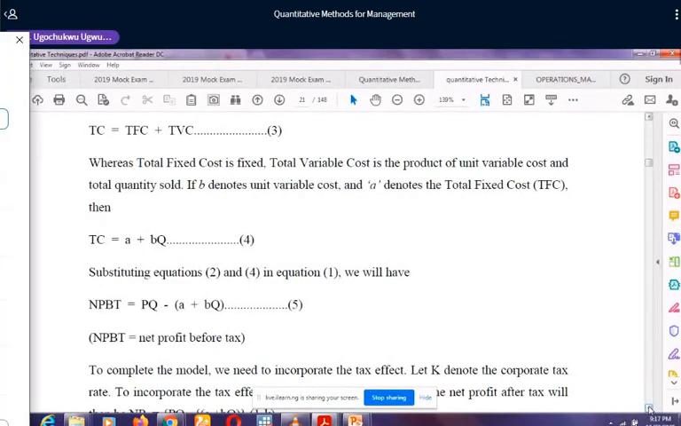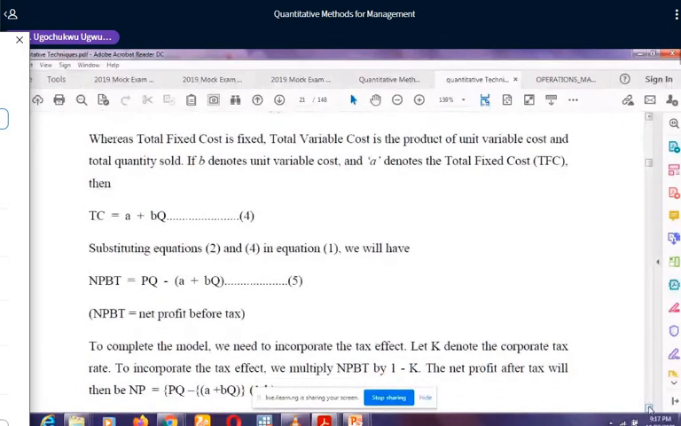So, having established this relationship, if you look at equation 2 and equation 4, and you substitute them in equation 1, what you now have is equation 5, which is the net profit before tax is now equal to what? The price times the quantity minus A plus BQ.